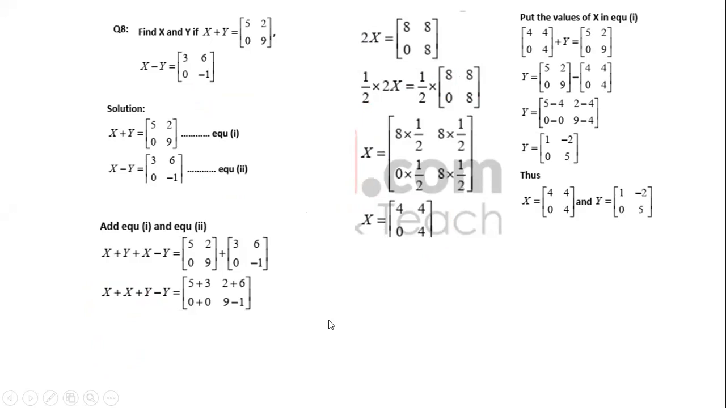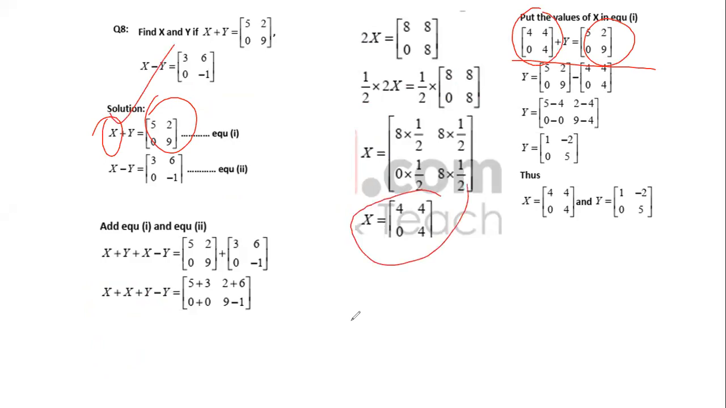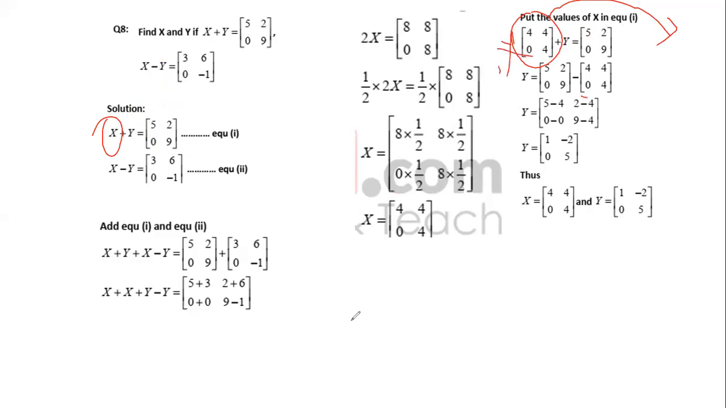Just place the value of x here. So the left hand side of this equation will change, and the right hand side will remain unchanged. Just replace this value of x by this one. So you see here, this value is replaced over there. Now we have to find the value of y. For y, just this will move to the right, so it has plus, so that becomes minus.